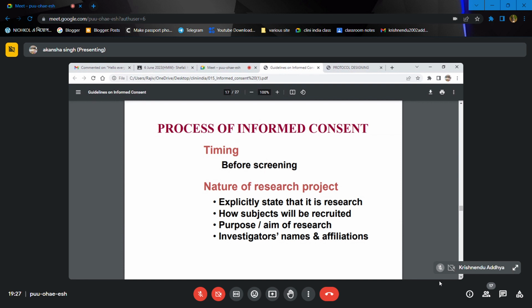Now, how will the subject be recruited? We should make a plan on how we are going to recruit the subjects and how we are going to conduct this informed consent process. There are certain recruitment plans we have to make. Okay, so how can you recruit the patient? Any idea?